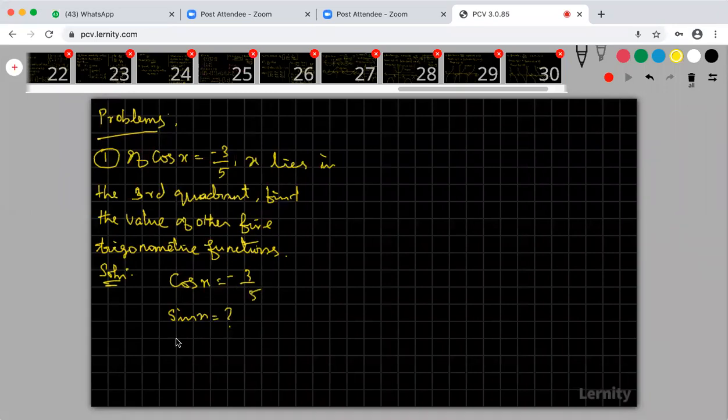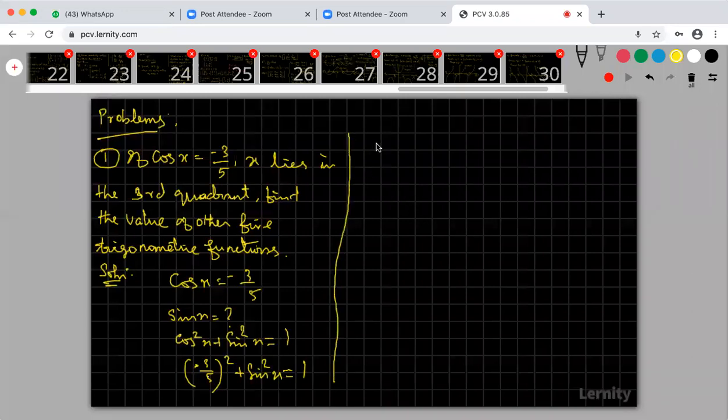So how to find sin x? We have one formula, cos square x plus sin square x is equal to 1. So what about cos square x? This is minus 3 by 5 the whole square, plus sin square x equal to 1.